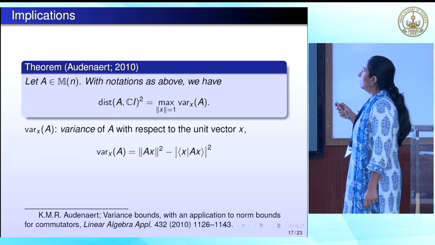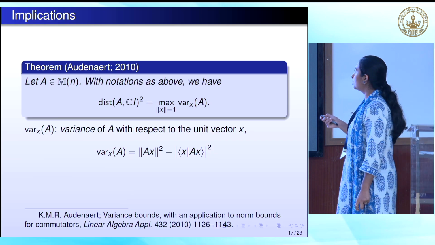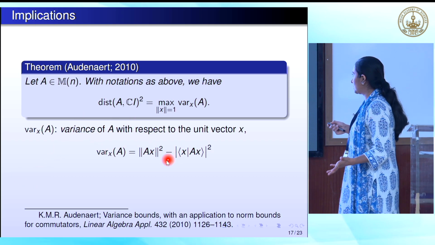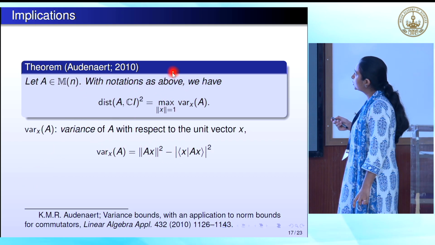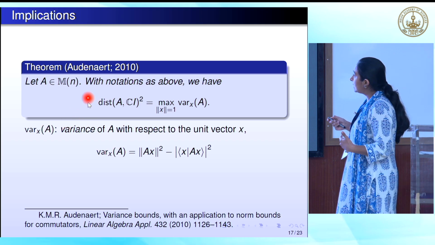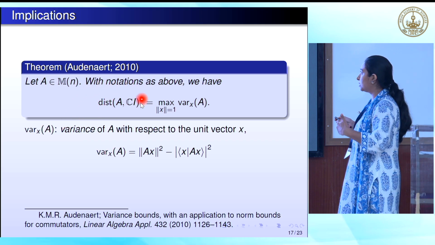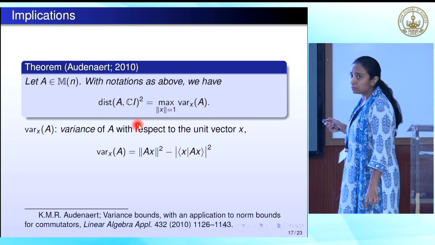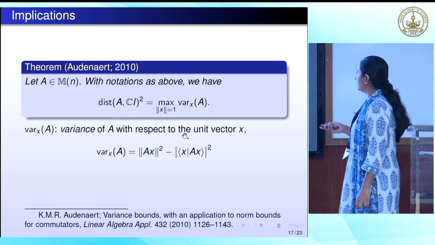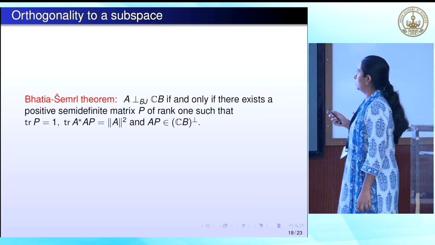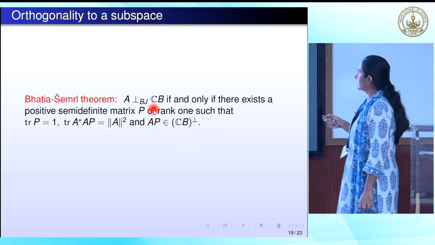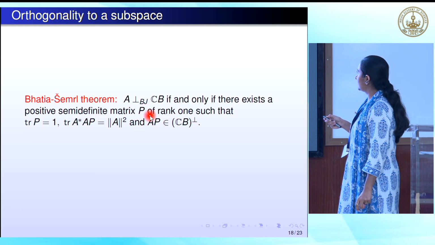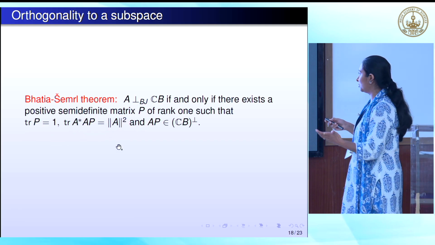Okay. One of the implications was that this result of Audenaert and Kittaneh had a very simple proof using our previous result, which I am not presenting here. What this result does is that it relates the distance of a matrix from this particular subspace to the maximum of quantum variances. These are quantum variances of A. Okay. So the Bhatia-Šemrl theorem again looks like a simpler version of our result in terms of density matrices, which is just presented here to have a look that something is similar.